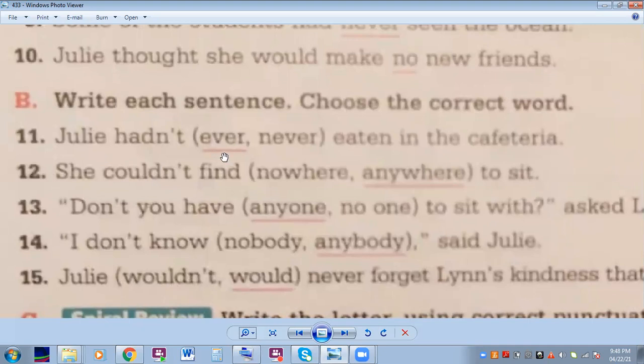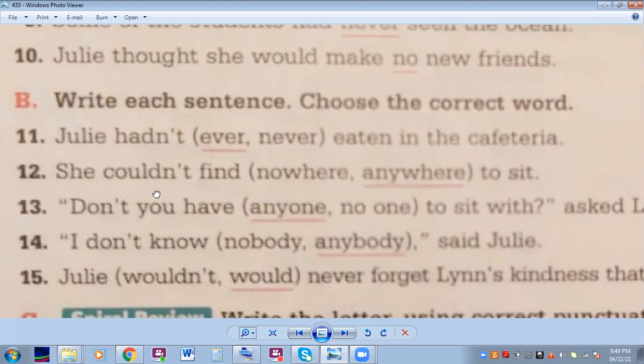Julie hadn't ever eaten in the cafeteria. Hadn't is a negative word. Never is a negative word. Cannot have two negatives, so the answer must be ever. Julie hadn't ever eaten in the cafeteria. She couldn't find nowhere, anywhere to sit. Couldn't is a negative word. Could not. Nowhere is a negative word. Cannot have two negatives in the same sentence, so our answer must be anywhere. She couldn't find anywhere to sit.